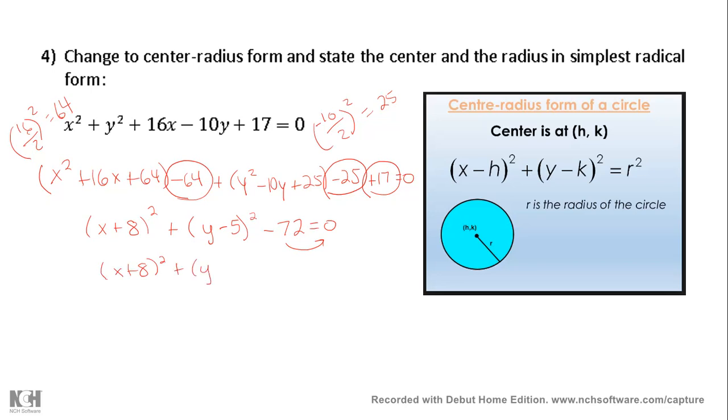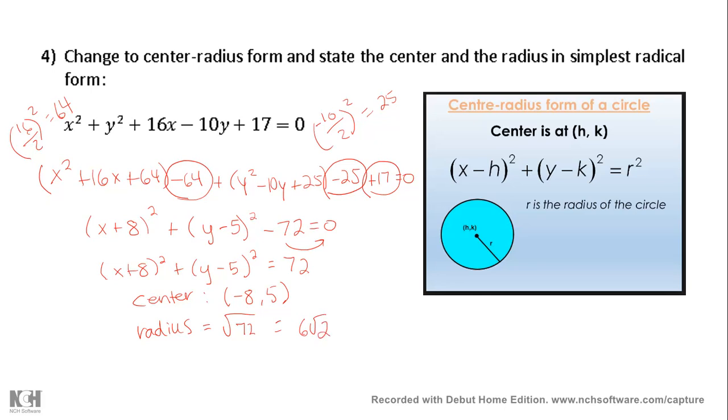Now remember, when you're trying to find the center, these are both inside parentheses, so it's the opposite. So the center is going to be negative 8 and a positive 5, and the radius is the square root of 72, which I can simplify to 6 radical 2.